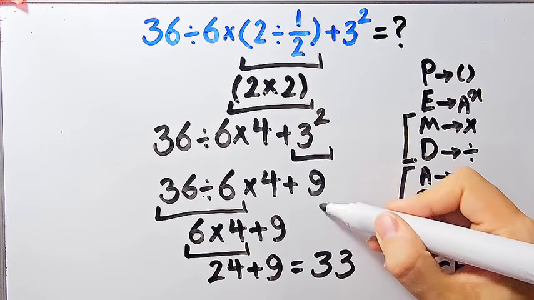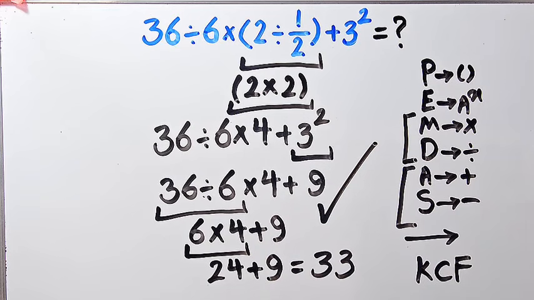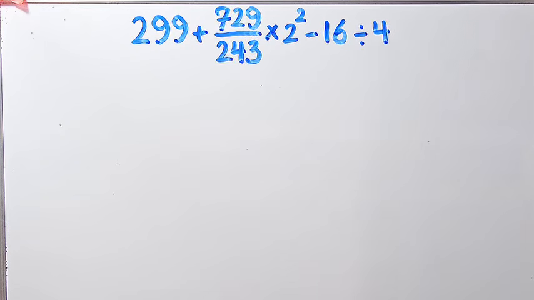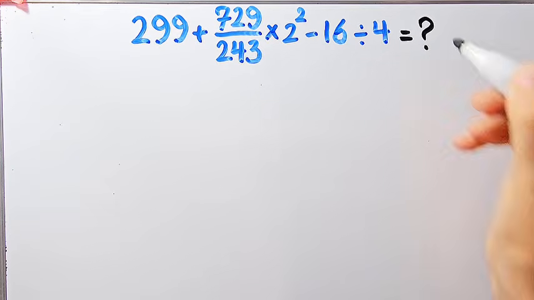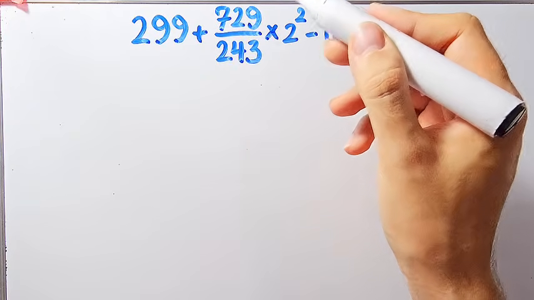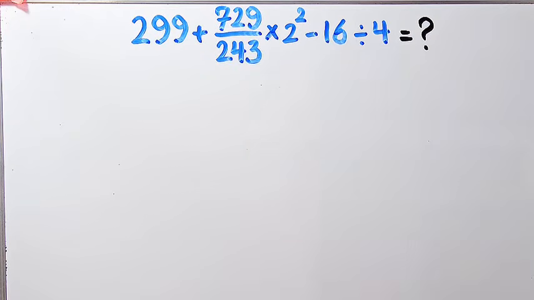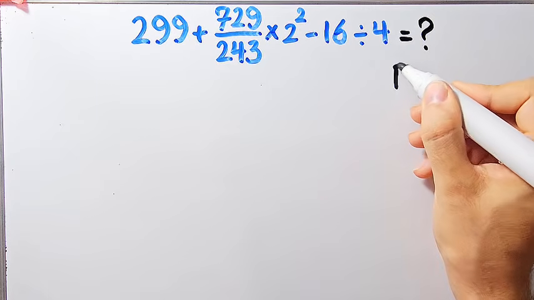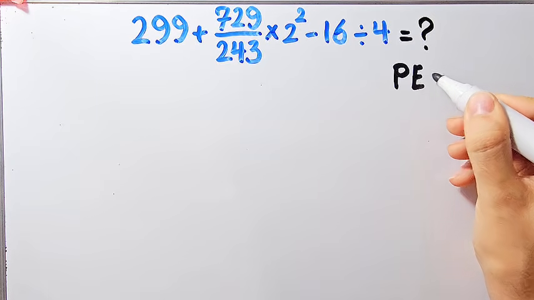Okay guys, let's solve another question about PEMDAS rule. 299 plus 729 over 243 times 2 to the power of 2 minus 16 divided by 4. What is the value of this expression? In this question, we have addition, division, multiplication, exponents, subtraction, and another division. Again, to solve this question, we need to follow the PEMDAS rule.